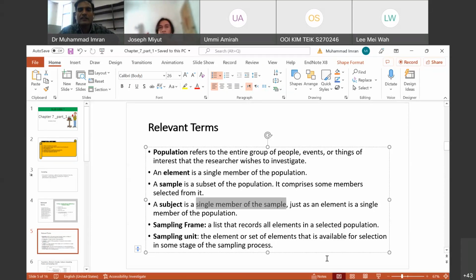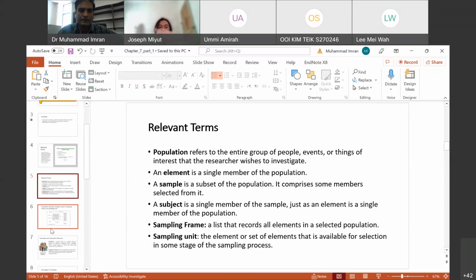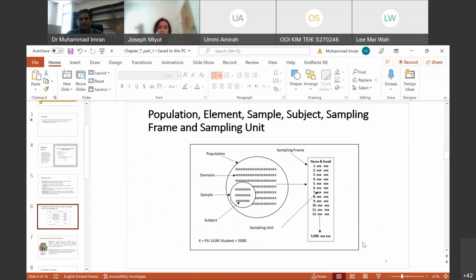Sampling unit: the element or set of elements that are available for selection at some stage of the sampling process. Here is a picture for your better understanding. These are the whole employees.